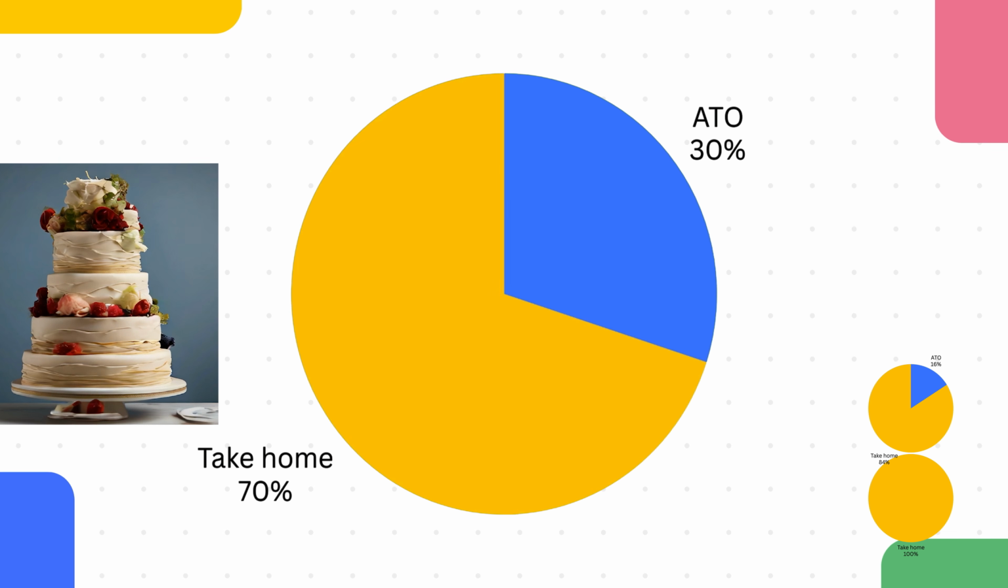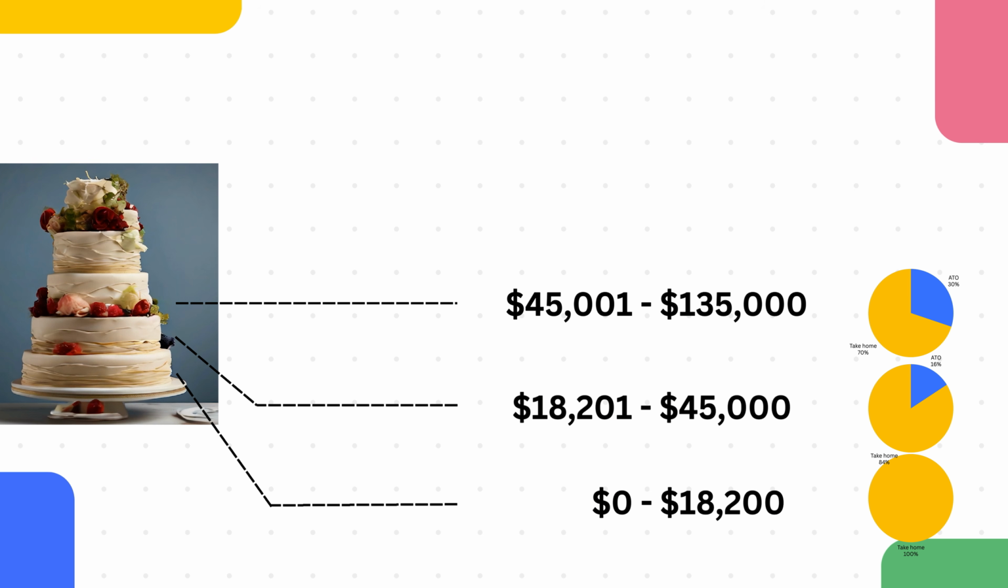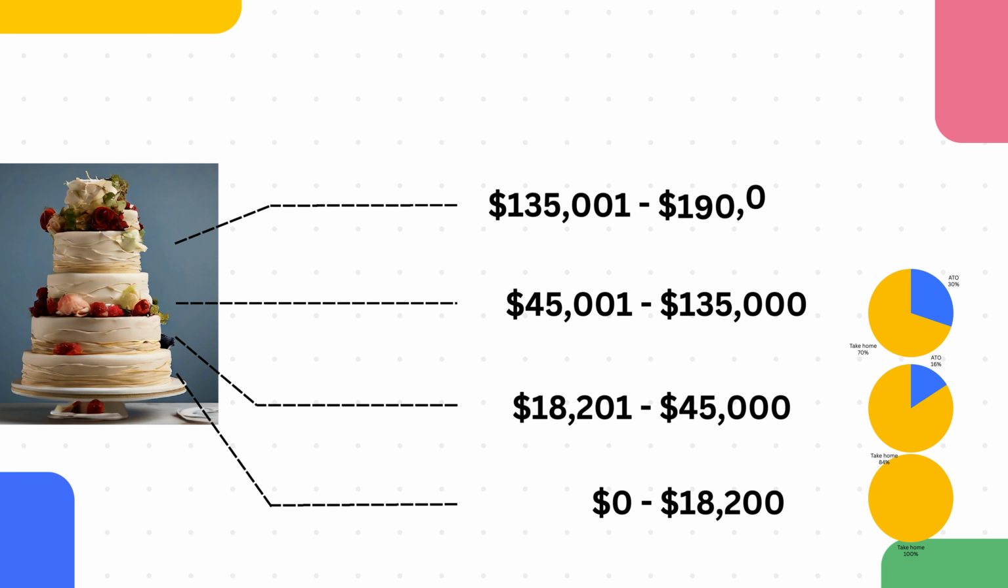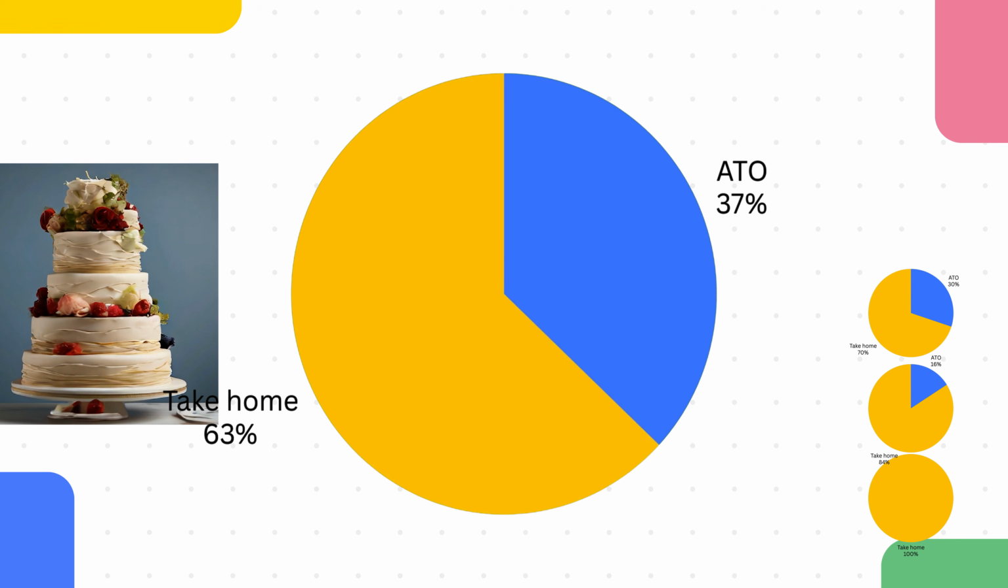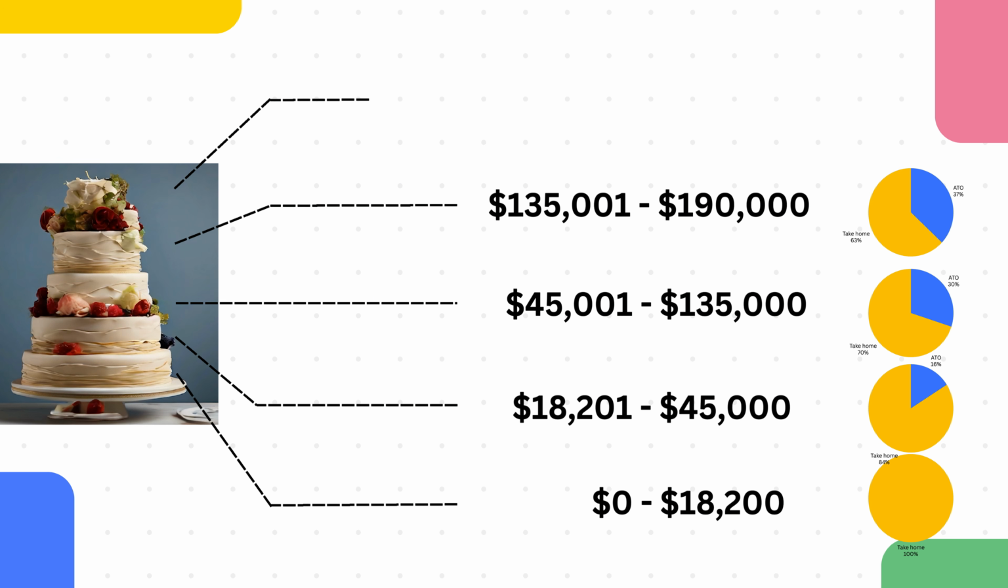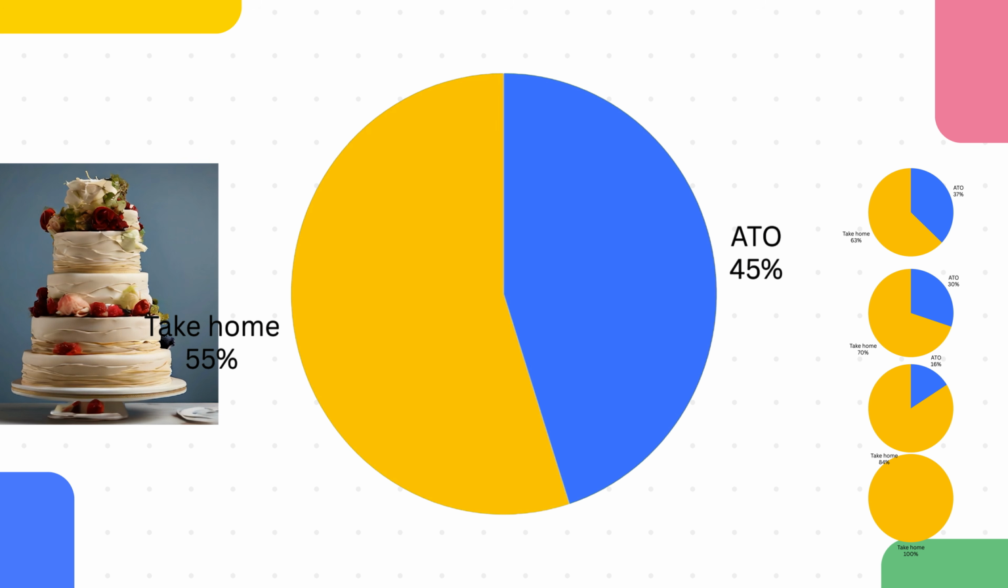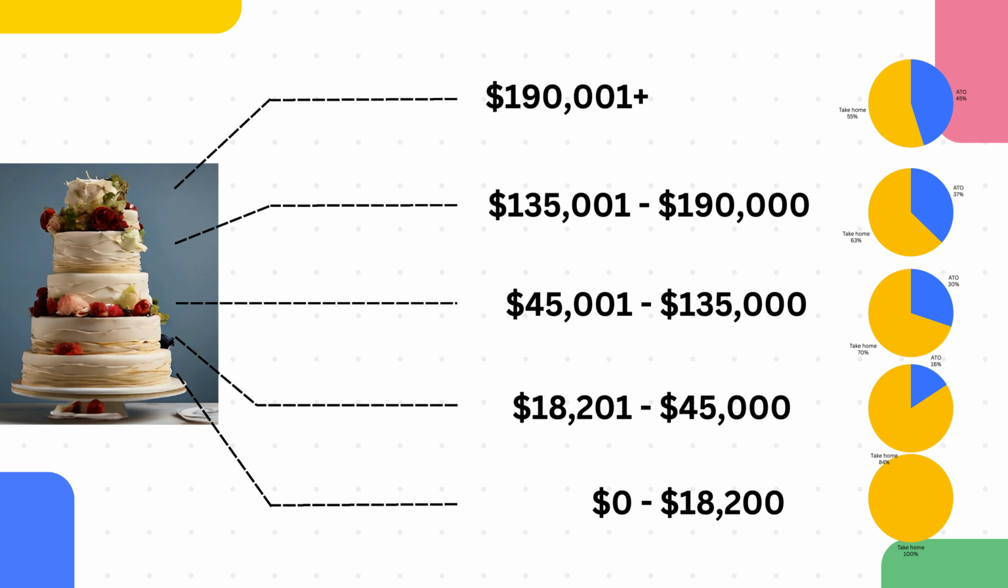As for the third layer of the cake, the portion above $45,000 until $135,000, the ATO takes away a bigger slice, which is 30%. As we move up to the fourth layer of the cake, the portion of your income above $135,000 until $190,000, the ATO takes away an even bigger slice, which is 37%. Finally, the top layer of your cake, anything above $190,000, the ATO takes away almost half, which is 45%. The higher the layer of the cake, the larger the slice that goes to the ATO.